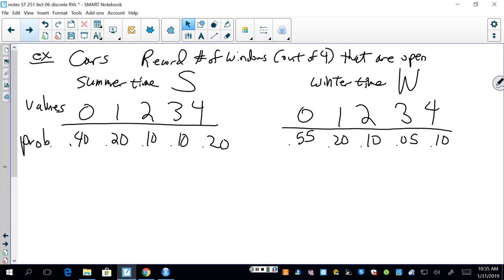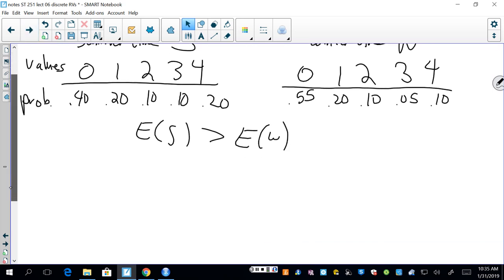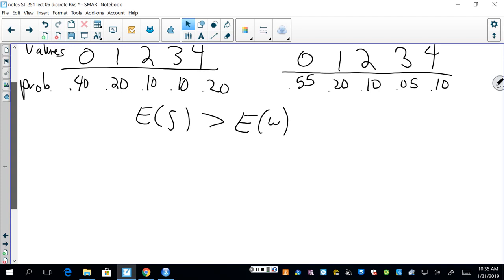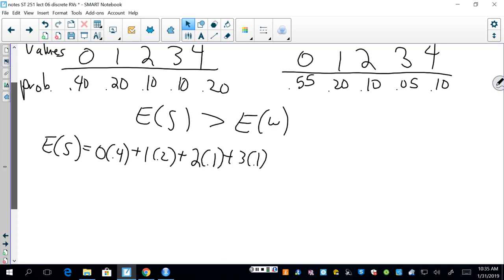Summer looks like average. So we expect that the expectation of the summertime is greater than the expectation of wintertime. We can check that. The expectation of summertime: 0 times 0.4 plus 1 times 0.2 plus 2 times 0.1 plus 3 times 0.1 plus 4 times 0.2. So here's 0, 0.2, 0.2, 0.3, 0.8, and that's 1.5.